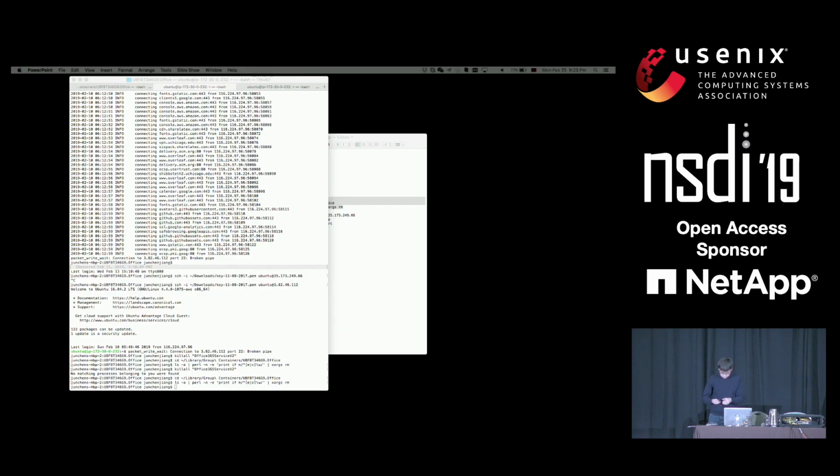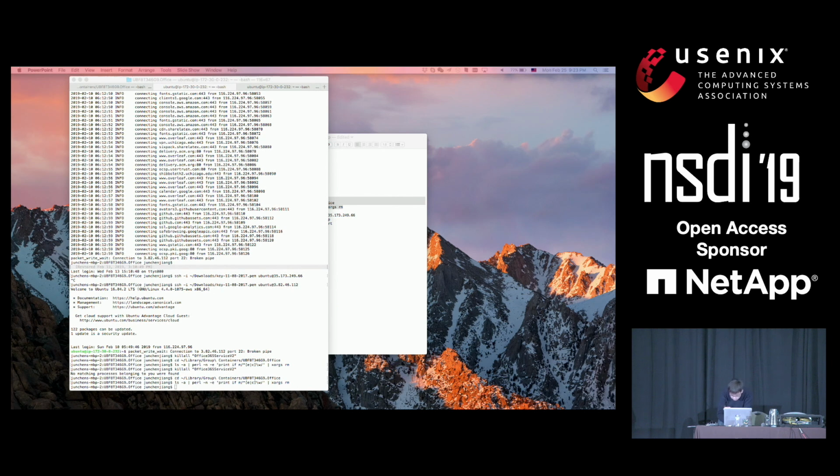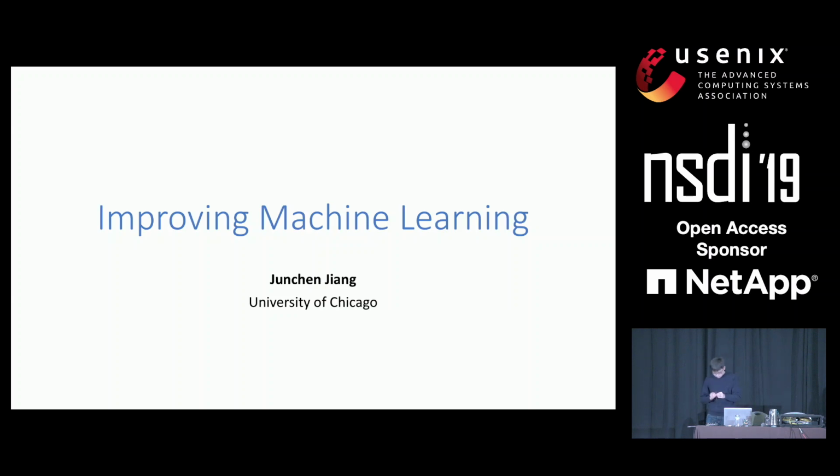Okay, so next we have Junchen, who's going to be talking about the improving machine learning section. So as opposed to Dave's talk where everything uses machine learning, this one's more about how you get machine learning to work.